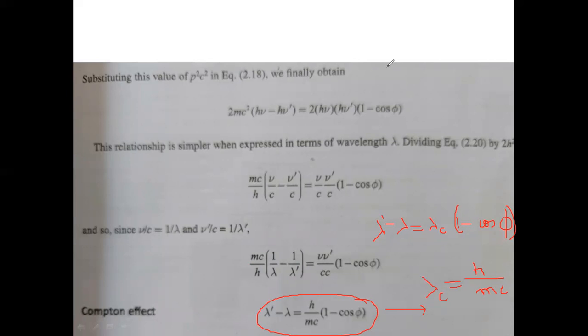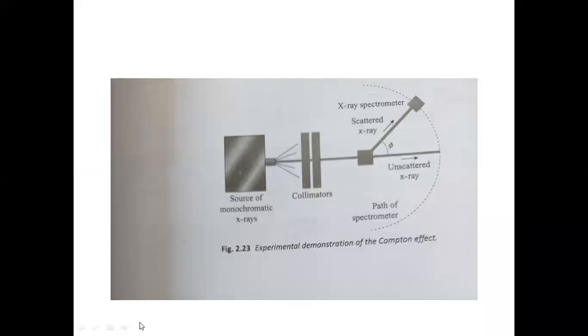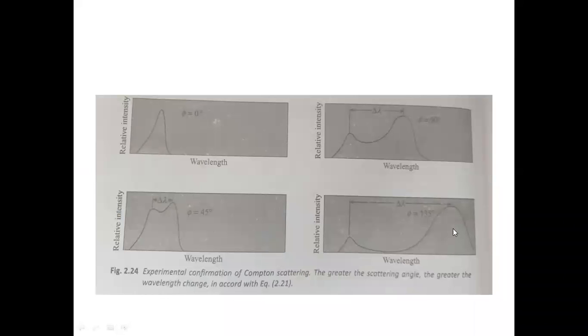Now we can also explain the Compton effect by the experiment. The experimental demonstration of the Compton effect is straightforward. As explained in the figure, a beam of X-rays of a single known wavelength is directed at the target, and the wavelengths of the scattered X-rays are determined at various angles phi. The results shown in figure 2.24 exhibit the wavelength shift predicted by the equation.